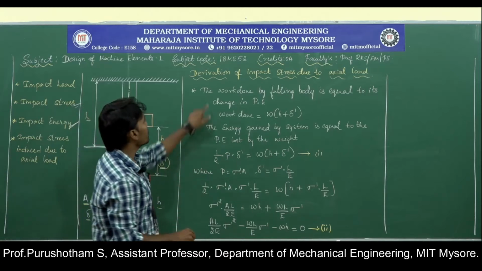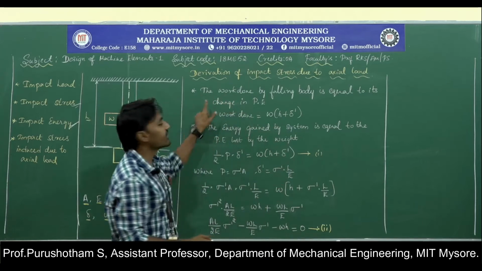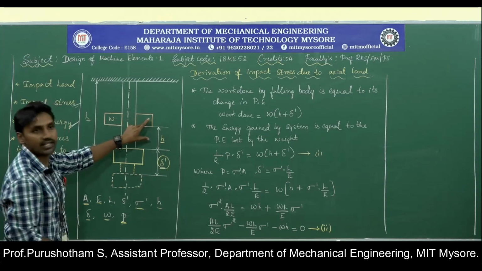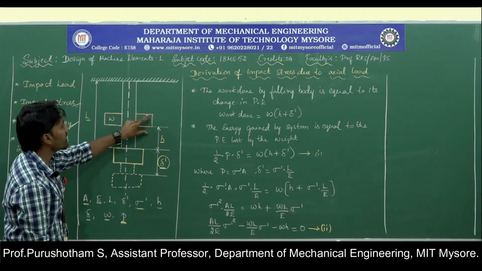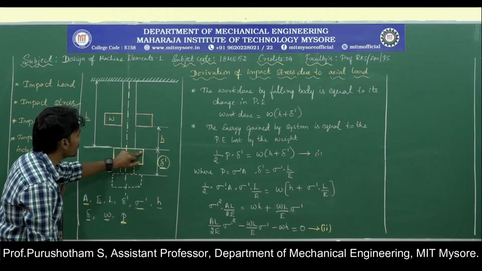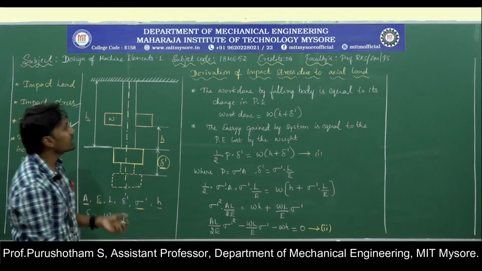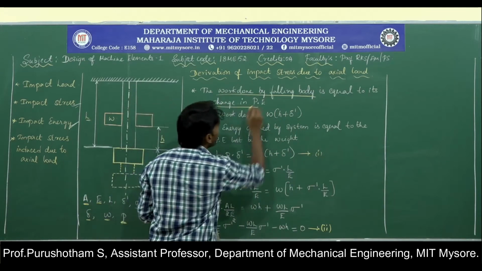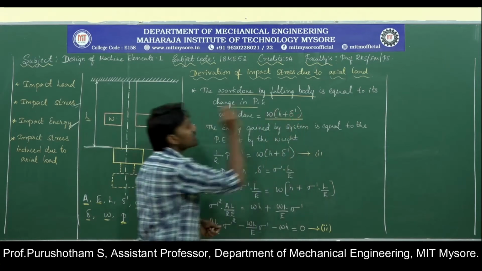Now for this purpose, first I will consider the work done by the falling body, which is equal to the change in its potential energy. That means at the initial stage the potential energy stored is W into h. At this side the weight is, this will be the potential energy. When this weight W impacts one end of the vertical bar, the potential energy changes. That means the work done by the falling body, which is equal to the change in potential energy, is given by the equation W times h plus delta dash.